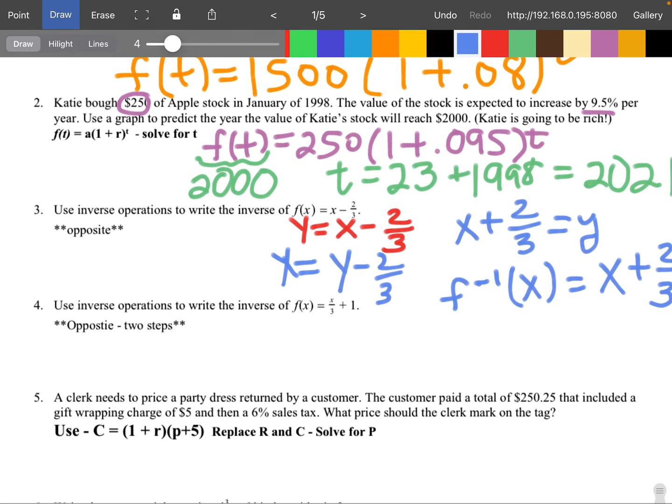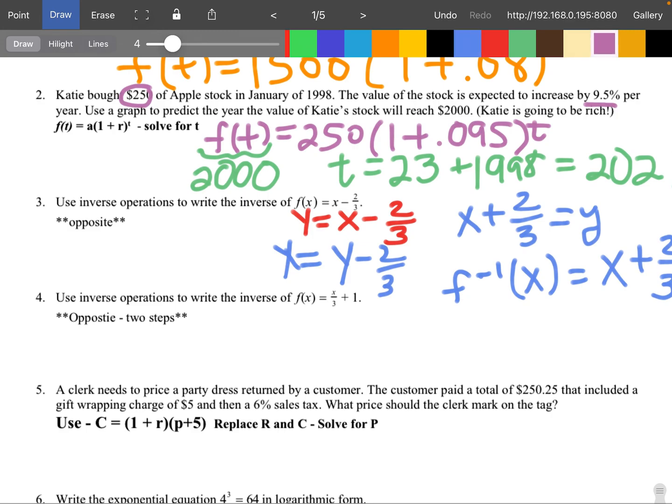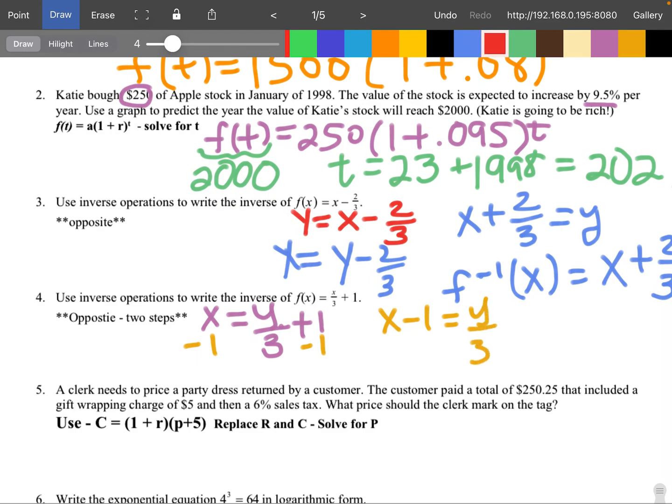Number 4, you're going to do the same. So you can switch x and y, and remember f of x is y, so it's going to be x equals y divided by 3 plus 1. We can subtract 1 from both sides to get y by itself, so then it's going to be x minus 1 equals y divided by 3. And then to undo dividing by 3, you multiply by 3.